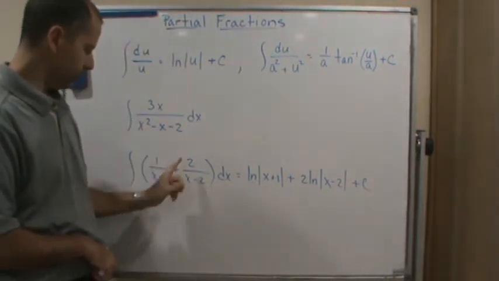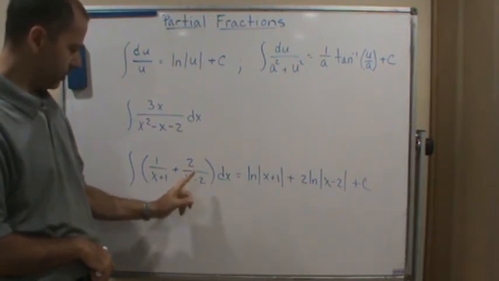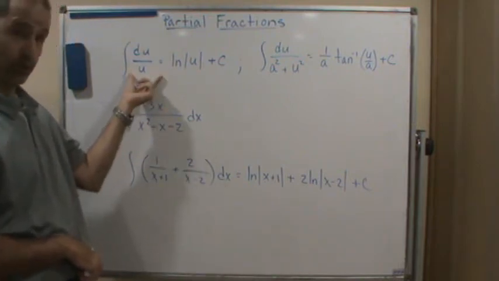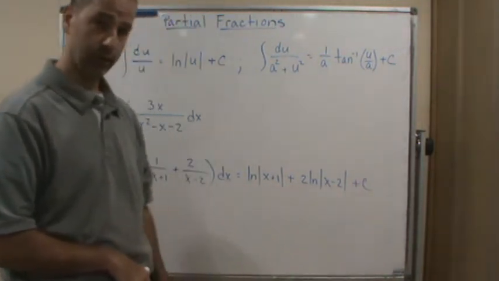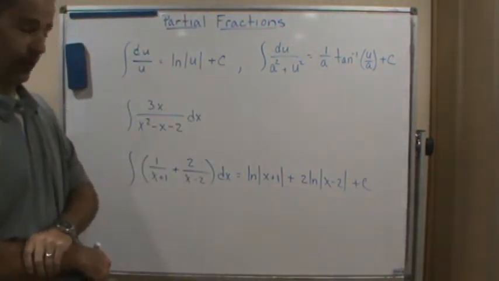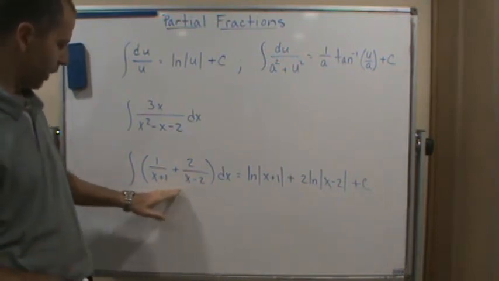And likewise, if we pull the 2 out, make this 2 times 1 over x minus 2, this also has the form of du over u. And so this becomes 2 times the natural log of the absolute value of x minus 2, plus c. So we can deal with the simpler ones, right?